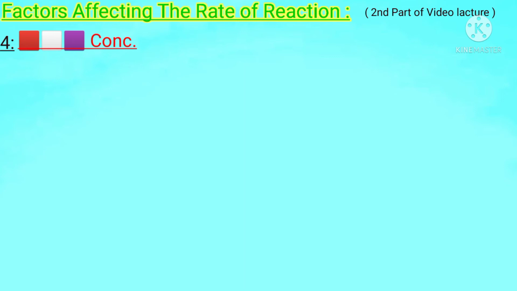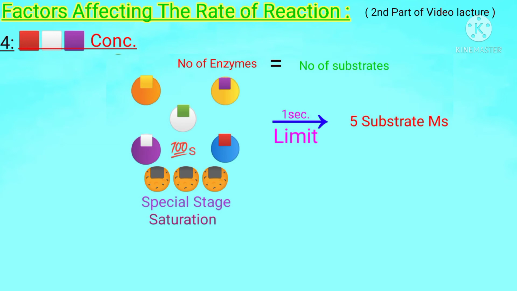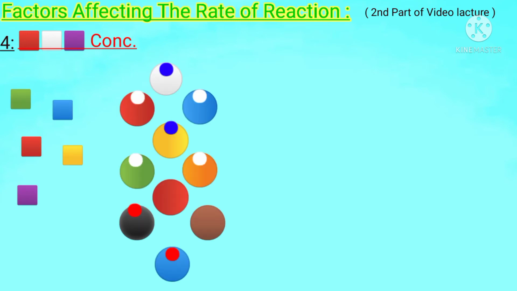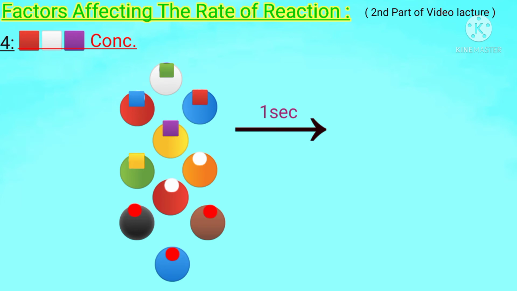Let's again consider this diagram. During this point, if we increase the concentration of substrate, because this point is of substrate concentration. So when we increase the substrate concentration, then what happens? Let's see. Now we have 5 substrate molecules and 10 enzymes. So in the first second, all the 5 substrates will be attached to 5 enzymes' active sites. The remaining enzymes will be left, and the rate will be 5 catalyzed molecules.